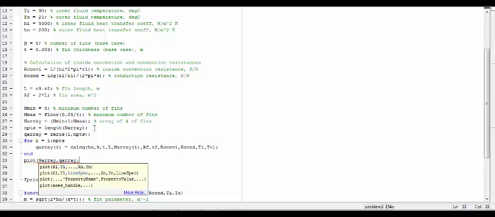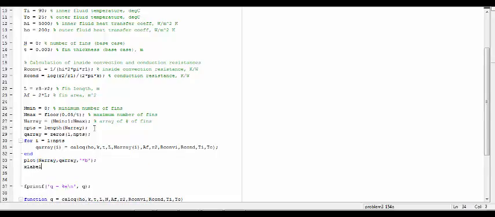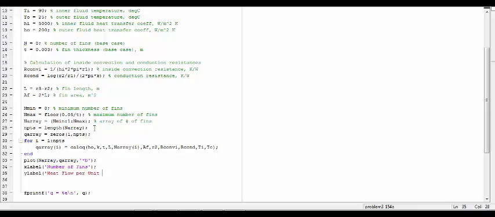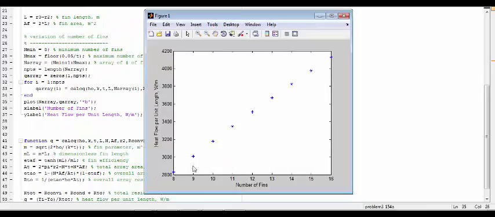And here we're going to use blue dots to represent each of these values. We'll label the x-axis as the number of fins, and the y-axis as the heat flow per unit length. And we'll get rid of that term there. So if we run this, you can see that we do get an increase in the heat flow per unit length based on the number of fins.